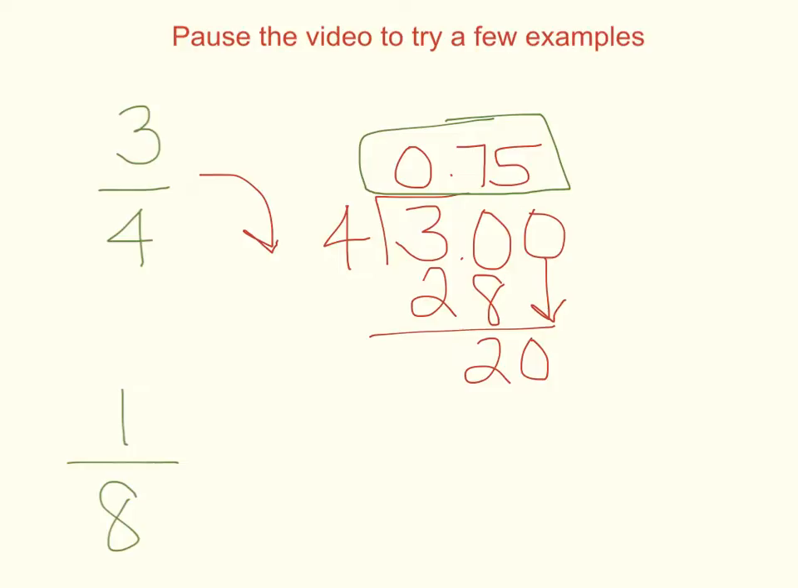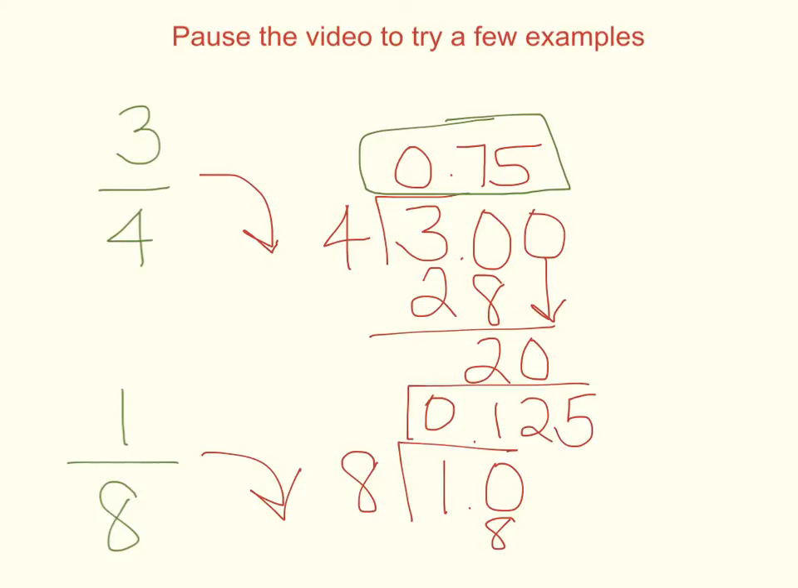Now we have 1/8. Again, we cannot turn the denominator into a factor of 10, so it falls over. So we have 1 divided by 8. You add your decimal point and your 0. 8 can go into 10 one time with 2 left over. And if you continue this out, I'm kind of running out of room, you should get 0.125 as your decimal for 1/8.